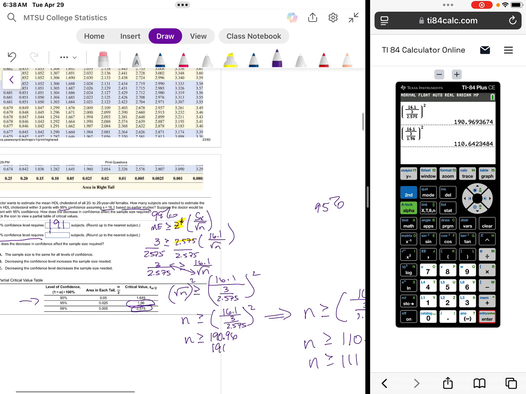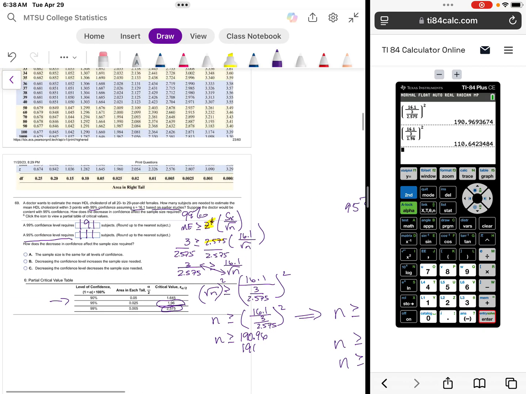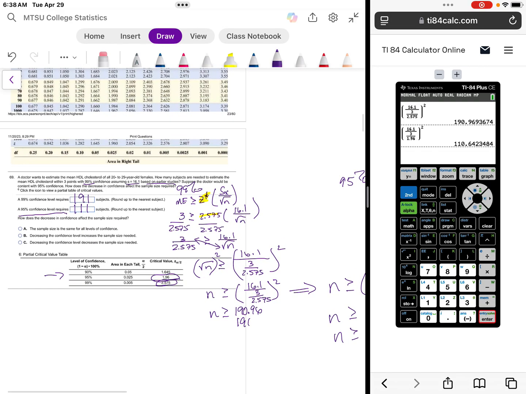So I need 111 subjects to have to where it works out where a 95% confidence interval has a margin of error of 3 points. Then it asks, how does decreasing the confidence level affect the sample size required? Well, we went from 191 to 111. So we get to decrease. Decreasing the confidence level decreases the sample size that is needed. All right, so there's our option there. Okay. All right, let's take a look at the next one.